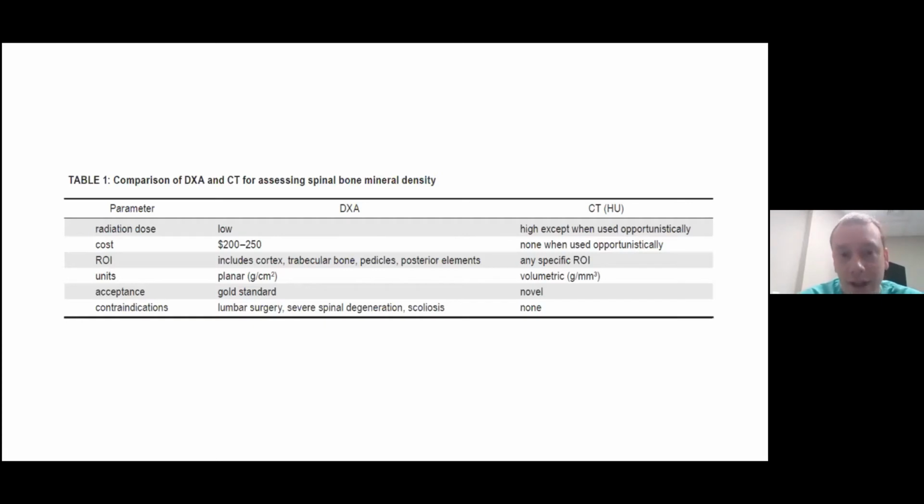Also, the DEXA scan measures most of the vertebral body components all in one. So it includes the cortex, the trabecular bone, the pedicles, and the posterior elements. While on CT, we can be very specific and measure either the pedicle or the cancellous bone. So we can measure different parts of the vertebral body to see which areas have decreased bone mineral density. And again, we see that the DEXA scan has some contraindications like previous instrumentation, spinal degeneration, and scoliosis.